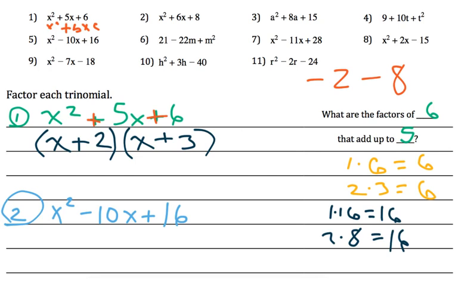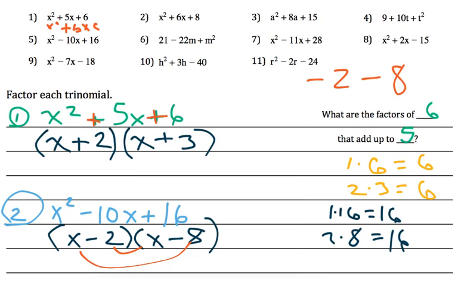So let's see if that works out okay. For this one, it's going to be negative 2 and negative 8, so I will write both of these with subtraction symbols: x minus 2 times x minus 8. And if I FOIL this one out, there's my x squared.